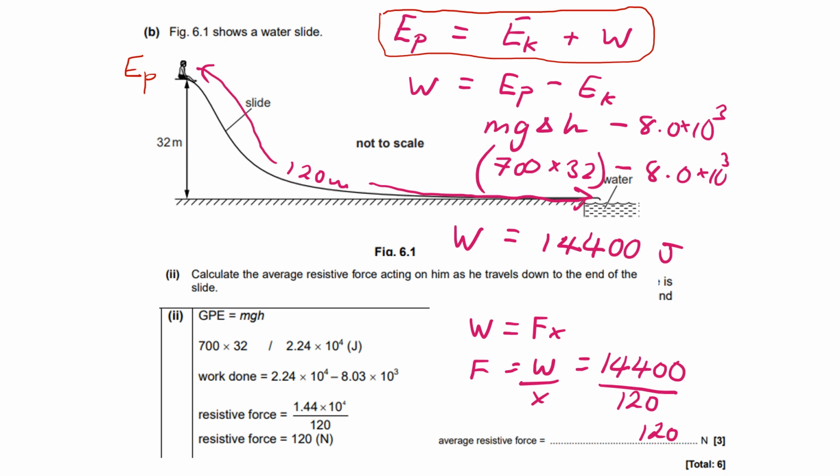And then work done is equal to force times distance. So force is work over distance: 14,400 for the work, divided by the length of the slide there, which we were given as 120 meters, gives us 120 newtons for the final value of resistive force.